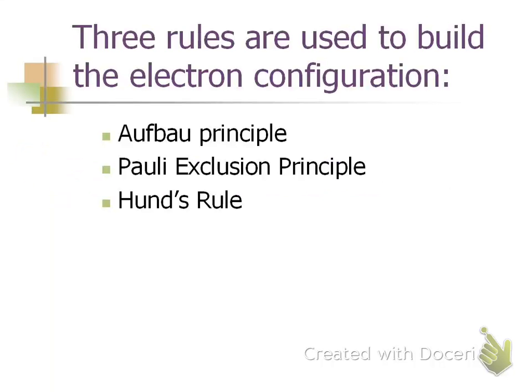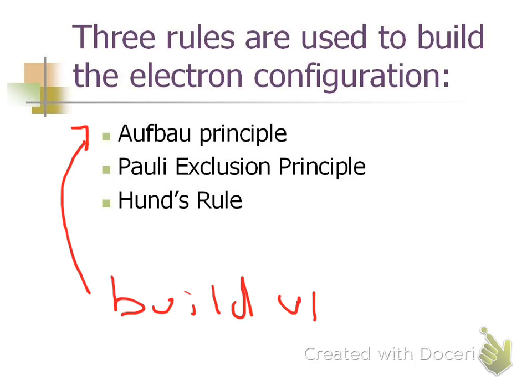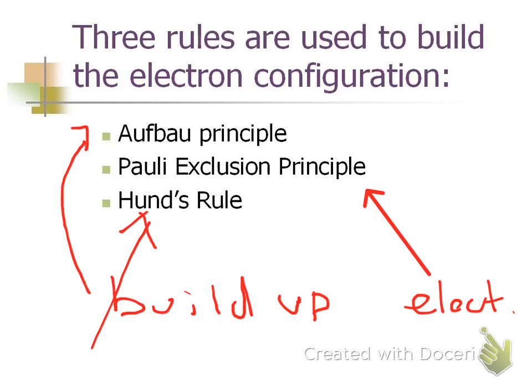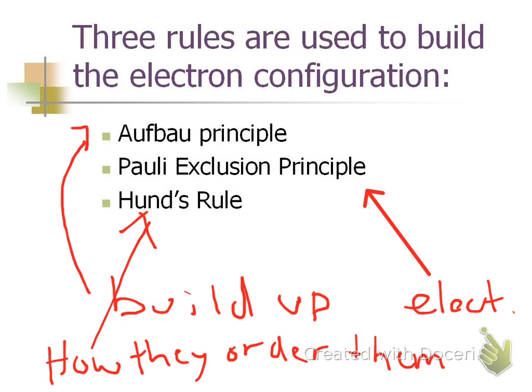Okay? So the Aufbau principle is the German word that means to build up. So build up is Aufbau. Okay? The Pauli Exclusion principle talks about electrons. We'll talk about how they go in. And Hund's Rule is how the electrons order themselves. Okay? So we'll talk about these in order.